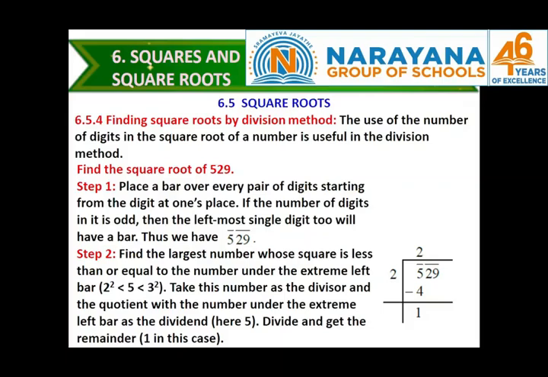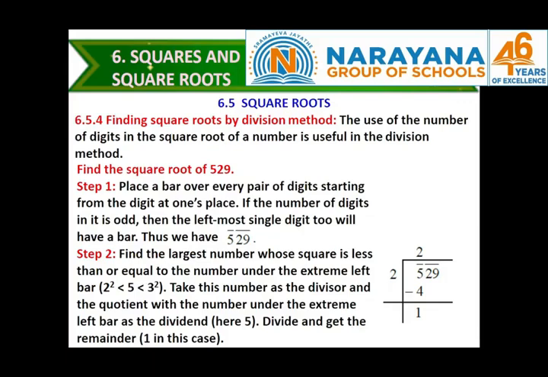Now come to step 2. Find the largest number whose square is less than or equal to the number under the extreme left bar. What is the number under the left bar? 5. So 5 lies between 4 and 9. Why are we taking only 4 and 9? Because these two are perfect squares. So 4 means 2 square, 9 means 3 square. So 5 lies between 2 square and 3 square. Okay. So I am going to do the division process.